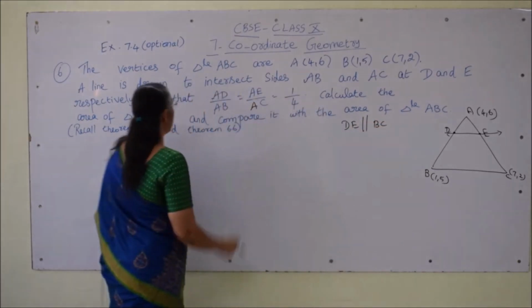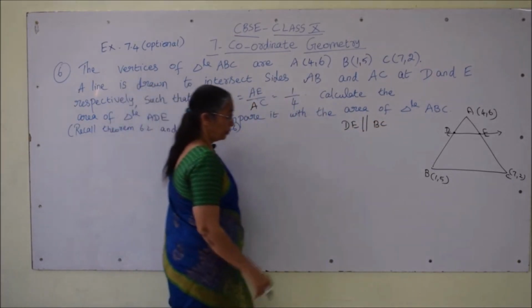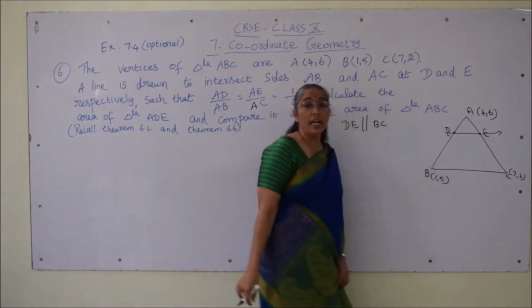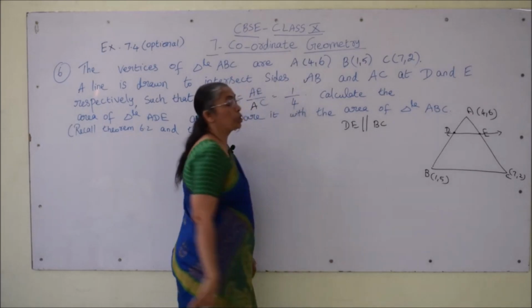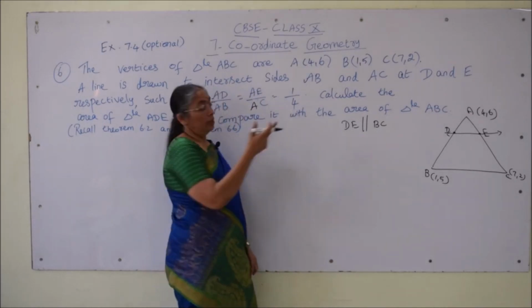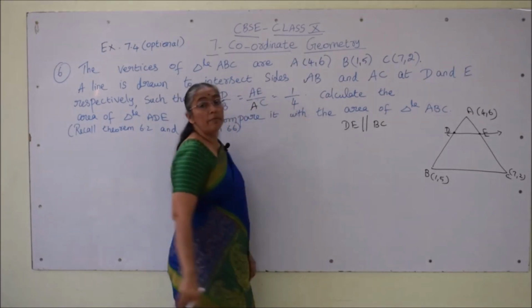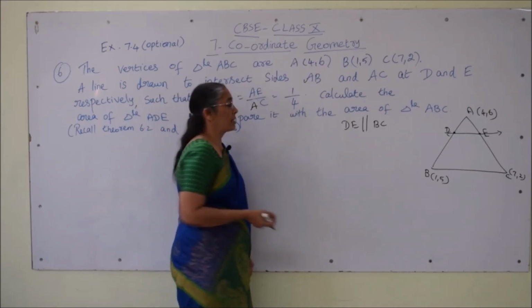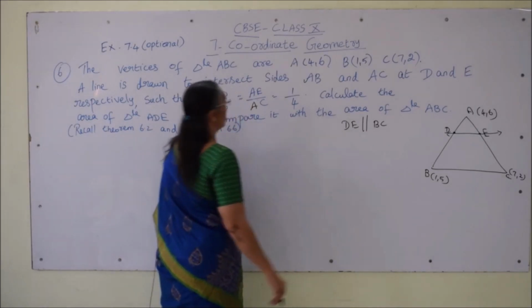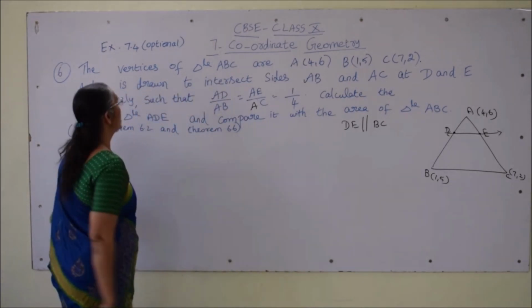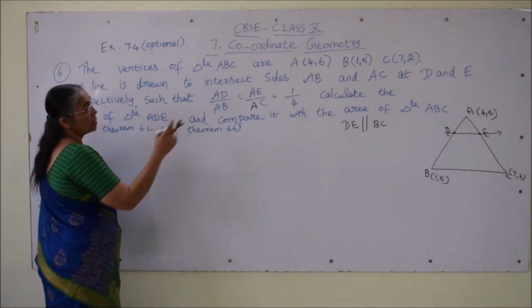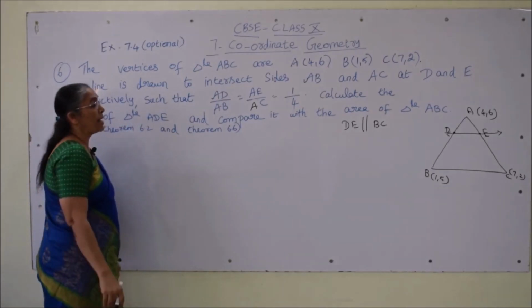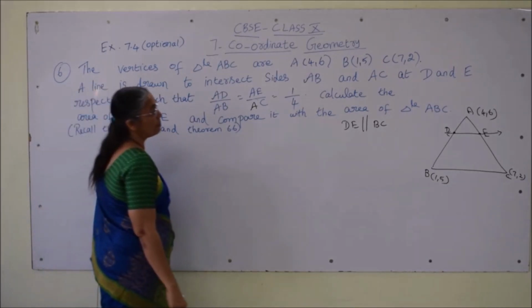Now, what is theorem 6.6? If the sides are divided in the same ratio, then their areas are nothing but the square of the ratio of their corresponding sides. Let us check whether it is correct or not by calculating their areas. First calculate the area of triangle ADE and compare it with the area of triangle ABC.